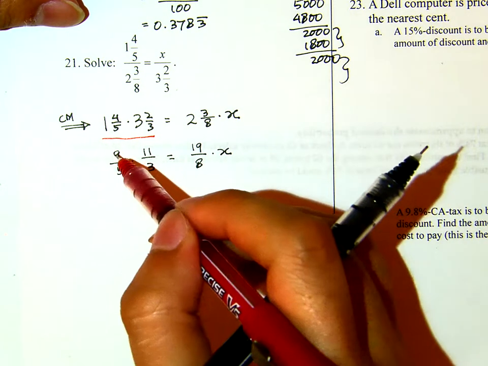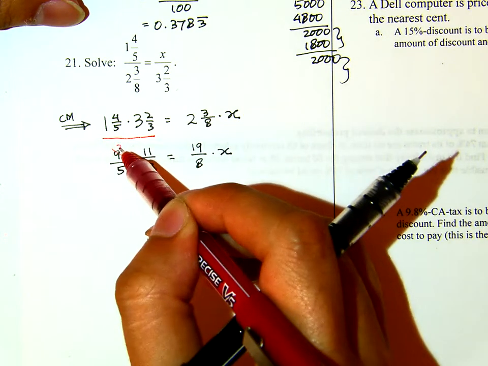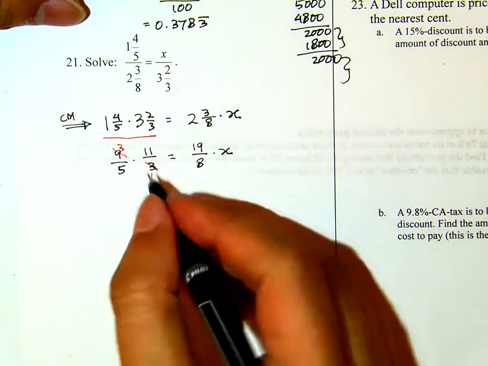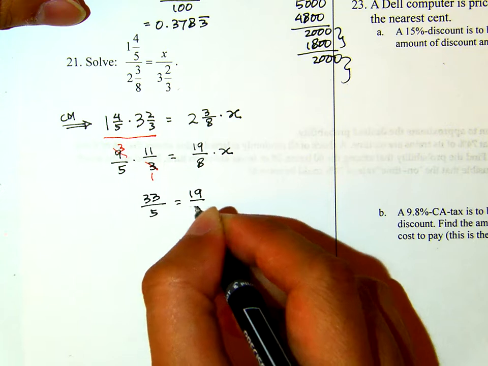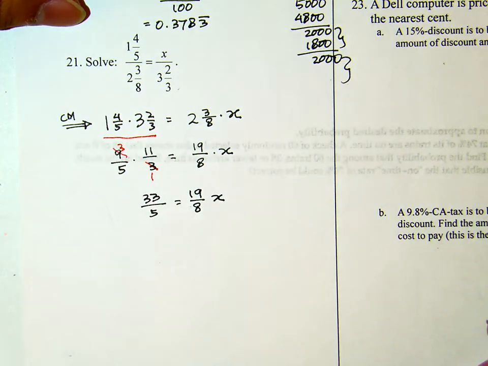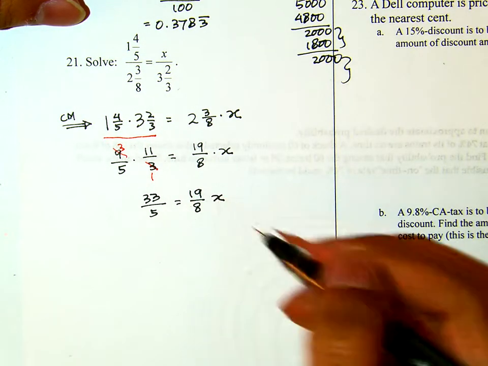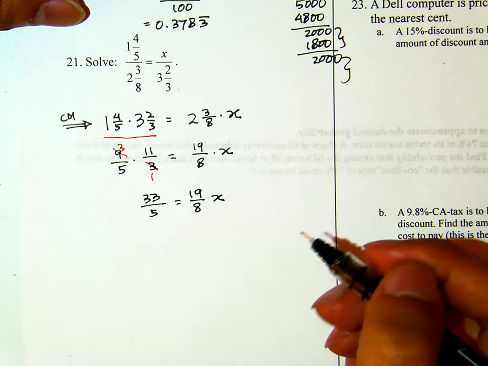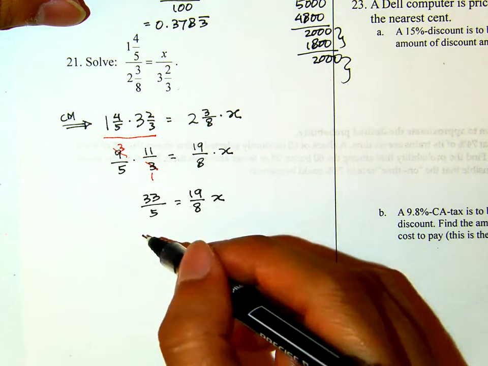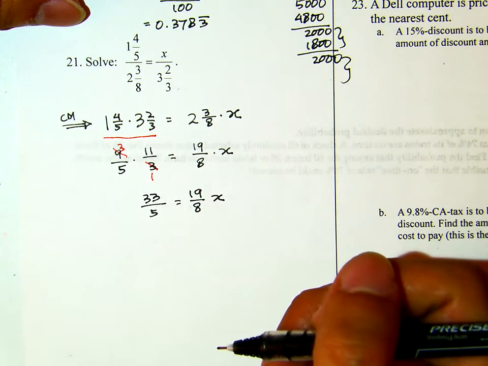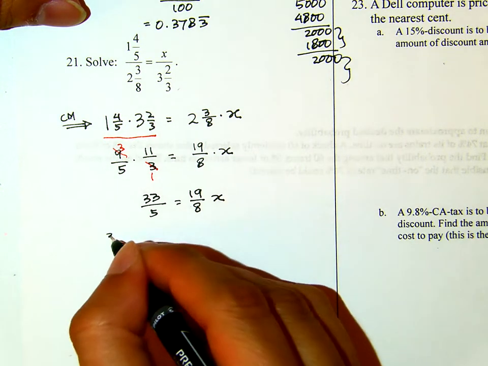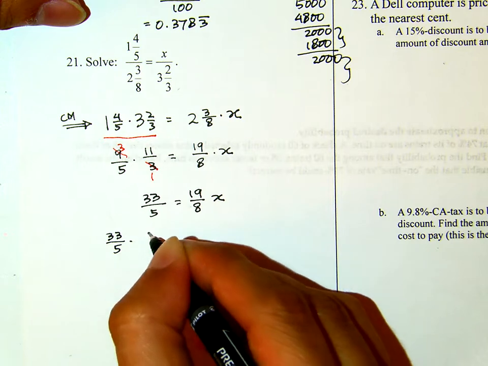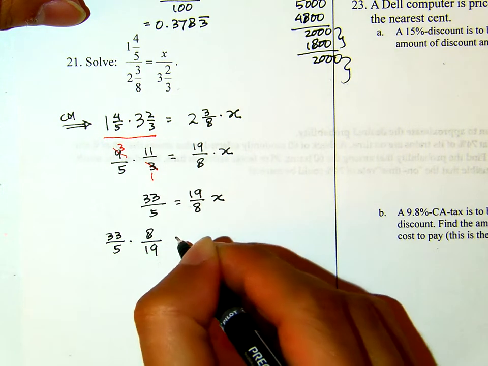Now when I multiply that, I can cross cancel this. This is 1, this is 3, therefore I get 33/5 equals 19/8 x. Now I ask myself how to undo multiplying by 19/8 on the right hand side. You will say it is to divide the other side by 19/8, right? Yes, that's correct. You can divide by 19/8 on the other side, but to divide by 19/8 is the same as to multiply by the reciprocal of that number, which is 8/19.